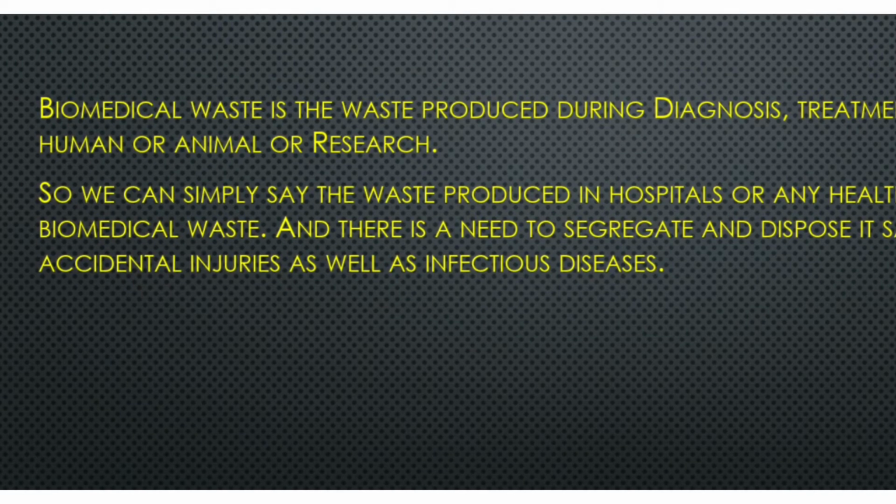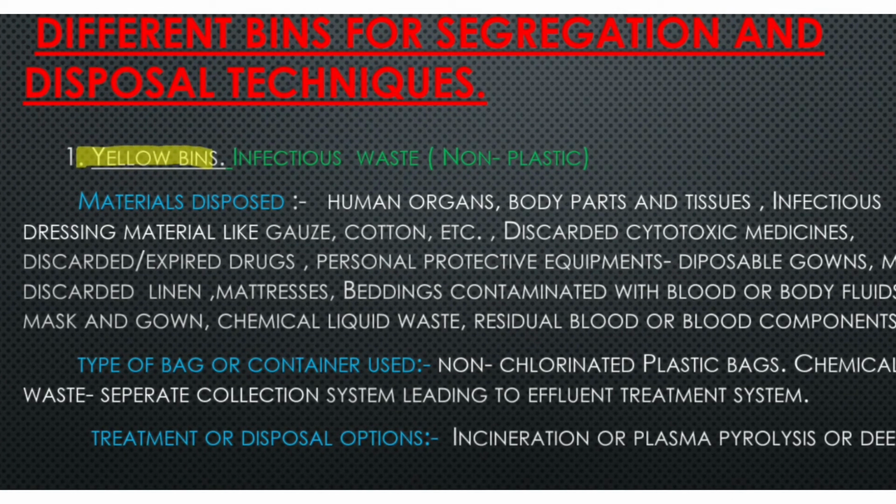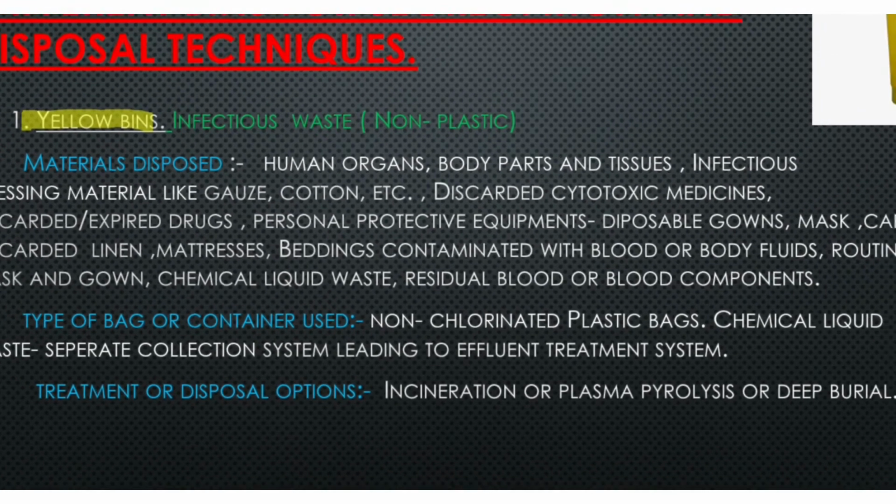Next, we will see what are the different types of dustbins we use for segregation and what are the disposal techniques we use. First we will see the yellow bins. We use these dustbins for infectious non-plastic waste. And what are the materials disposed?